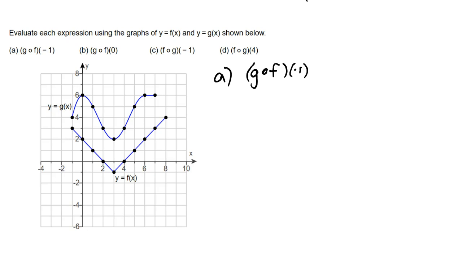So the operation of composition is substituting one function inside the other function. So g of x is the outside function and f of x is the inside function. And I want to substitute negative 1, the value in the parentheses here, into the inside function first. So I'm going to use the graph to figure out what f of negative 1 is. So I would go to an x value of negative 1, which is here, and I want to go up to the graph of f to get what f of that value is. F of negative 1 is 3.